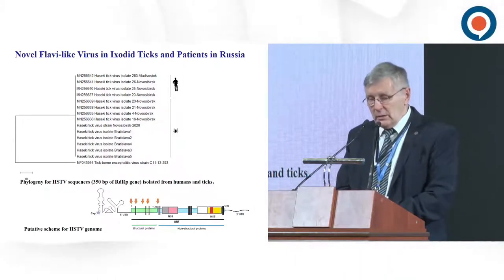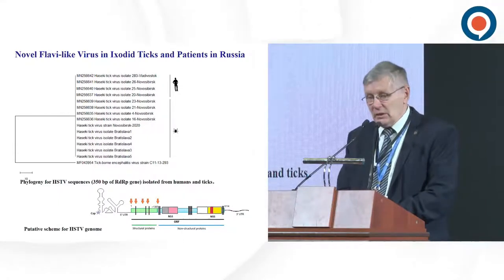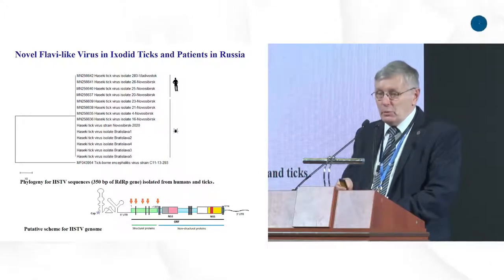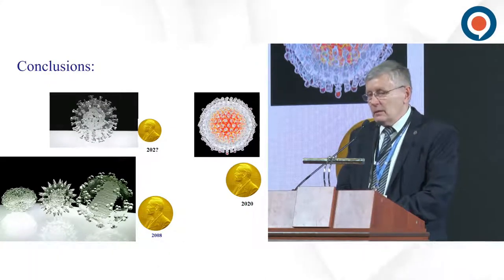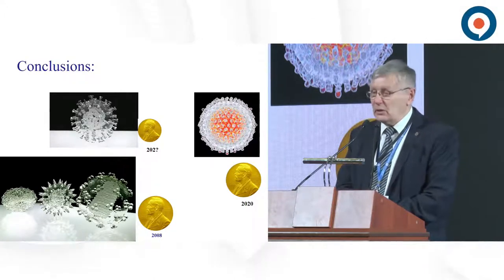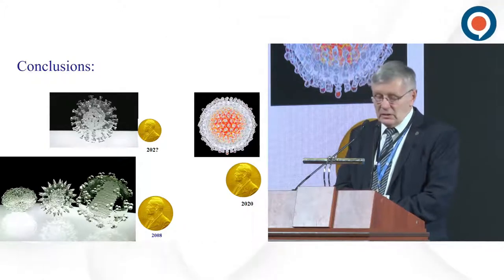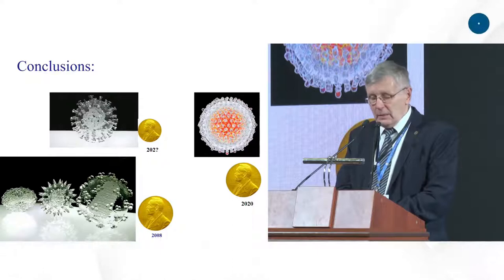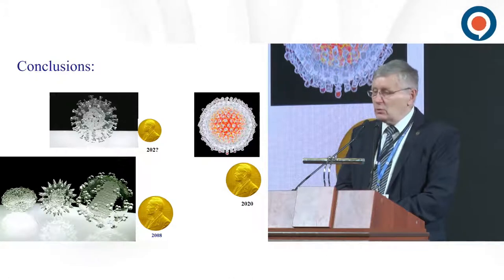So the incubation period is from 3 to 5 days, and it is characterized by the damage of the upper respiratory tract. So we can also confuse it and mix it with COVID, or take it for COVID. So flaviviruses are quite new viruses, and we managed to identify a new group of viruses. And for two of them, we proved that they can be transmitted to a human being.